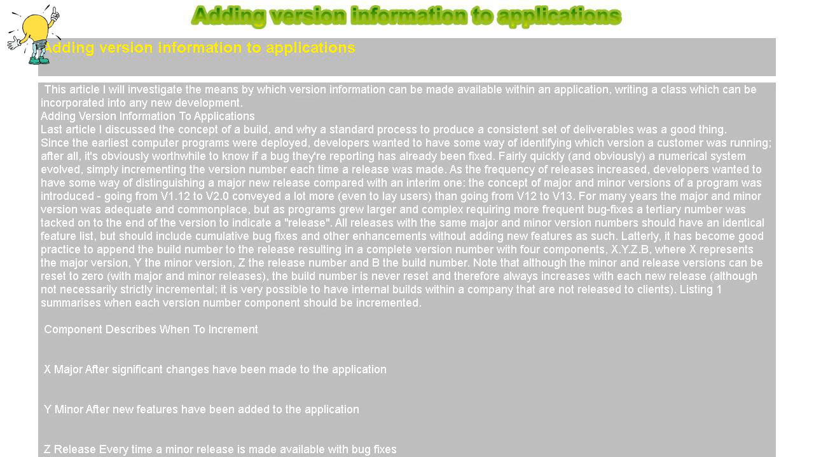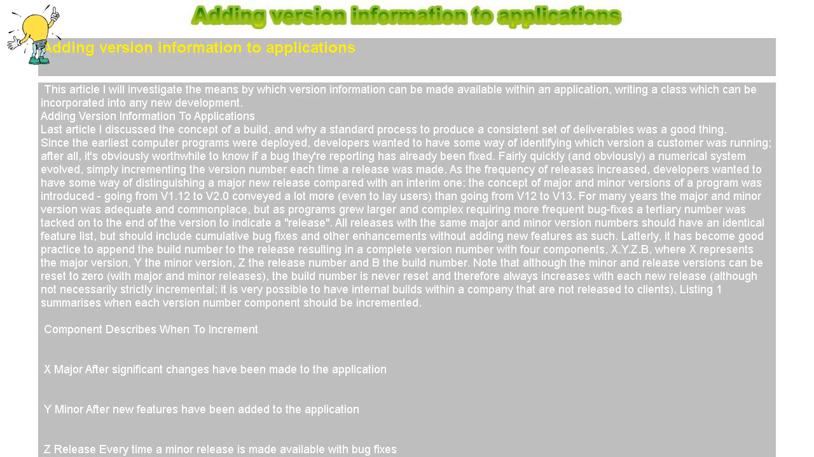Since the earliest computer programs were deployed, developers wanted to have some way of identifying which version a customer was running. After all, it's obviously worthwhile to know if a bug they're reporting has already been fixed. Fairly quickly, and obviously, a numerical system evolved, simply incrementing the version number each time a release was made.